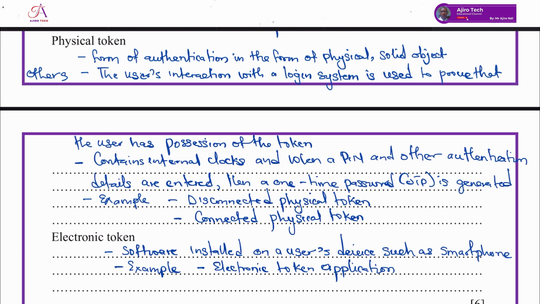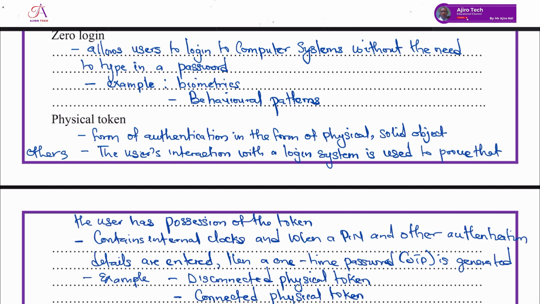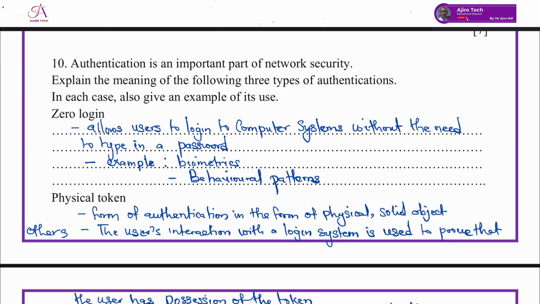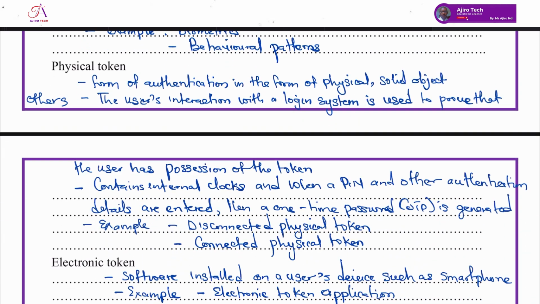Okay, so for electronic token, we see that software is installed. So when we have the software installed on your smartphone, it generates a set of numbers that you have to put in on those softwares to prove that truly this is who you are, right? The physical token is the physical solid object, right? It can be connected and disconnected. The connected one is plugged directly to your laptop to authenticate you. The disconnected one will generate certain digits, and it is time bound. Okay, zero login simply means that you are accessing your computers without the need to type in your password.